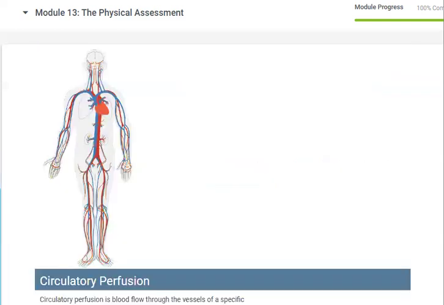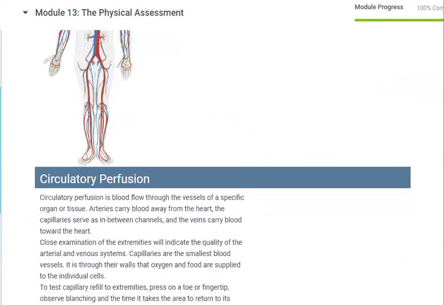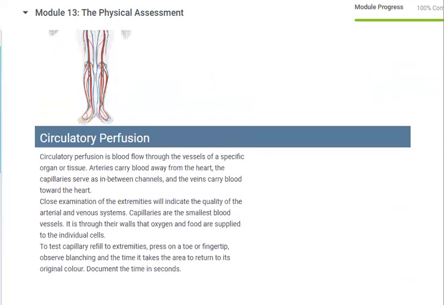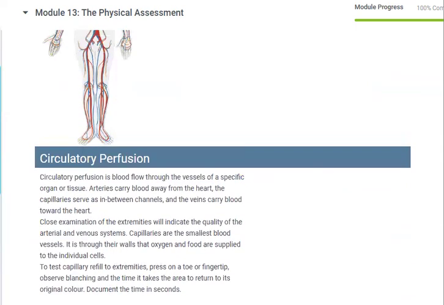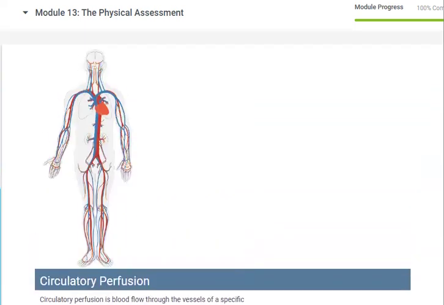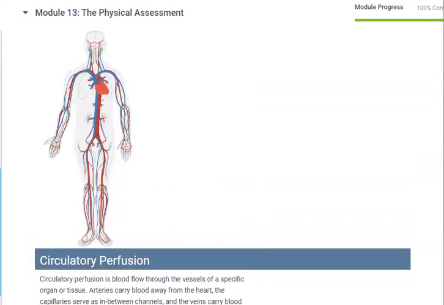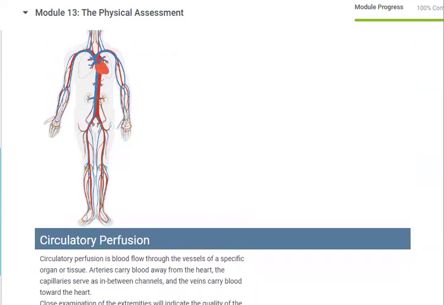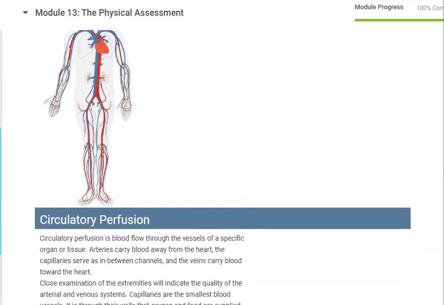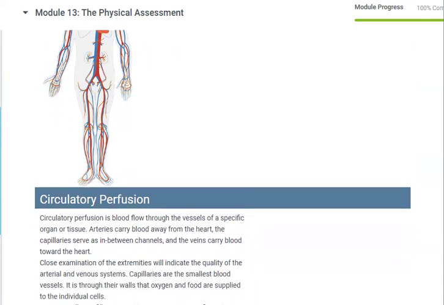Circulatory perfusion. Circulatory perfusion is blood flow through the vessels of a specific organ or tissue. Arteries carry blood away from the heart, the capillaries serve as in-between channels, and the veins carry blood toward the heart. Close examination of the extremities will indicate the quality of the arterial and venous systems. Capillaries are the smallest blood vessels. It is through their walls that oxygen and food are supplied to the individual cells.